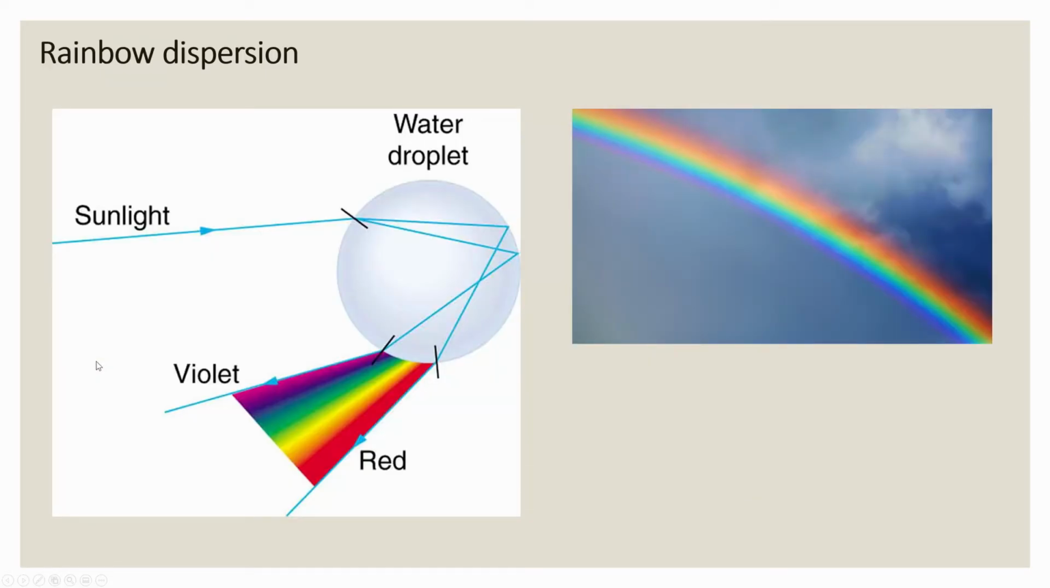Another phenomenon of dispersion we all know is the rainbow. Here, the sunlight is refracted into its components by a water droplet.